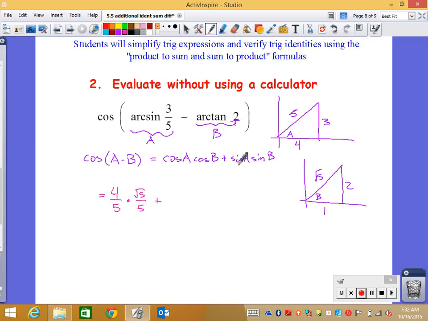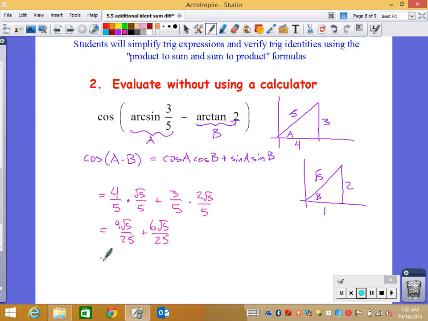Plus the sine of A. Well, the sine of A is 3 over 5, multiplied by the sine of B. The sine of B is 2 over root 5. If we rationalize that, we get 2 root 5 over 5. And from there, we can multiply tops and bottoms. So you get 4 root 5 over 25 plus 3 times 2 root 5 gives me 6 root 5 over 25.